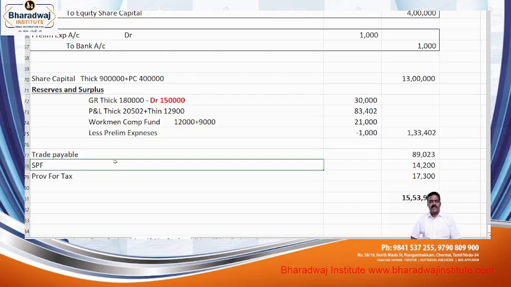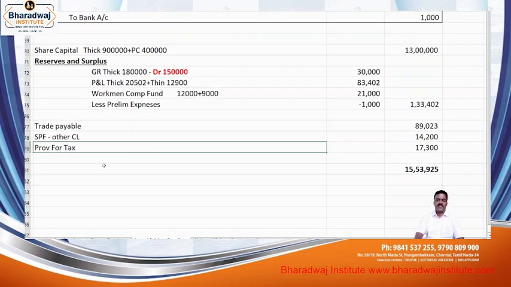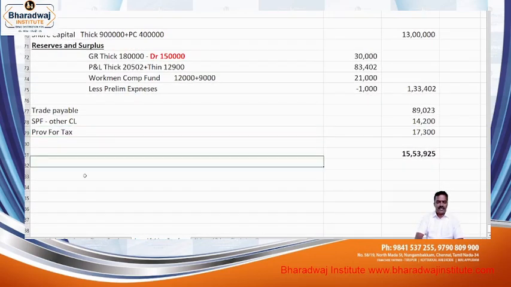Okay, so the PF obligation that is outstanding should be deposited before what? Due date of filing of return. As on 31st March, it should have been outstanding. That can be shown as a current liability also. We do not know what it is. Is it contribution outstanding or contribution maintained by the company? So normally it can be taken as a current liability also. Other current liability. We assume that it is a contribution to be made by the company at the end of the financial year.